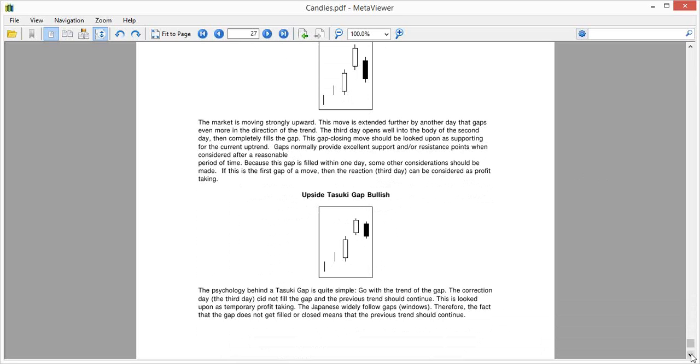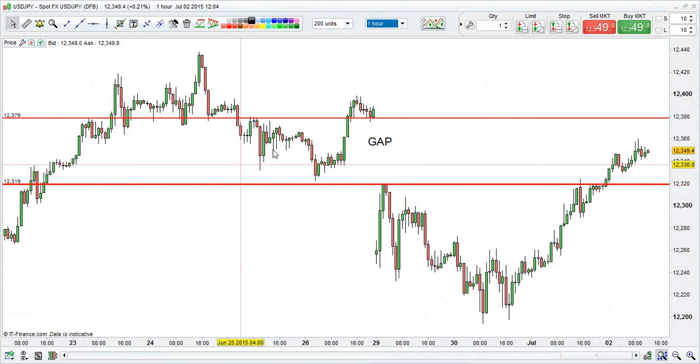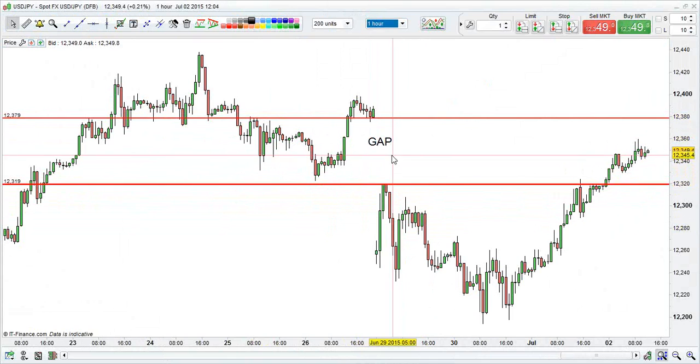Upside Tasuki gap, bullish. The psychology behind a Tasuki gap is quite simple. Go with the trend of the gap. Okay, go with the trend of the gap. Just again with our USD/JPY, go with the trend of the gap. The gap sold off hard, and the market continued to sell. So if you opened up on Monday morning, you might not get this trade.